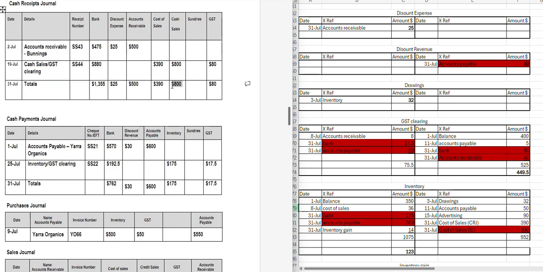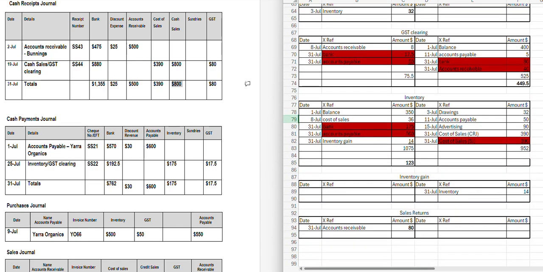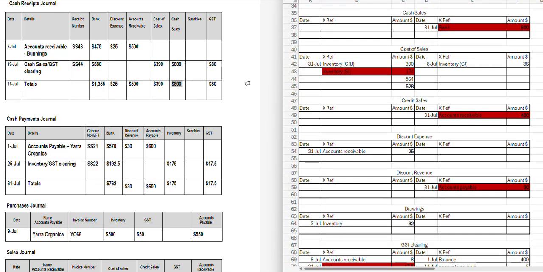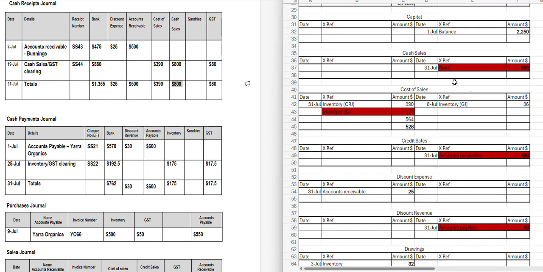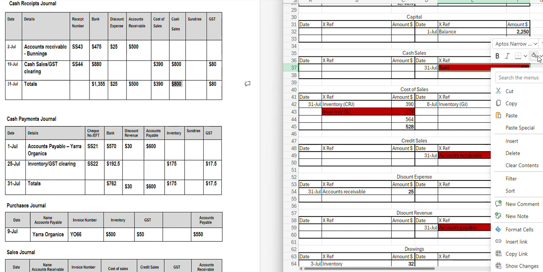Cash sales. So this is our revenue that we've received. So when revenue goes up, it's a credit entry. So let's find our cash sales ledger. And this one we're just going to cross-reference with the bank.